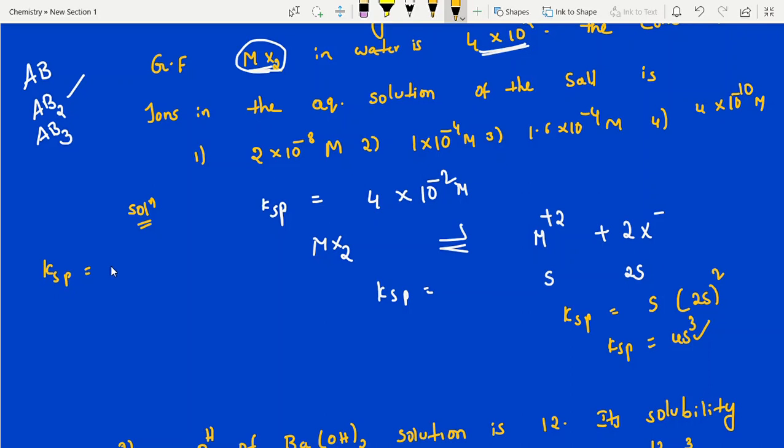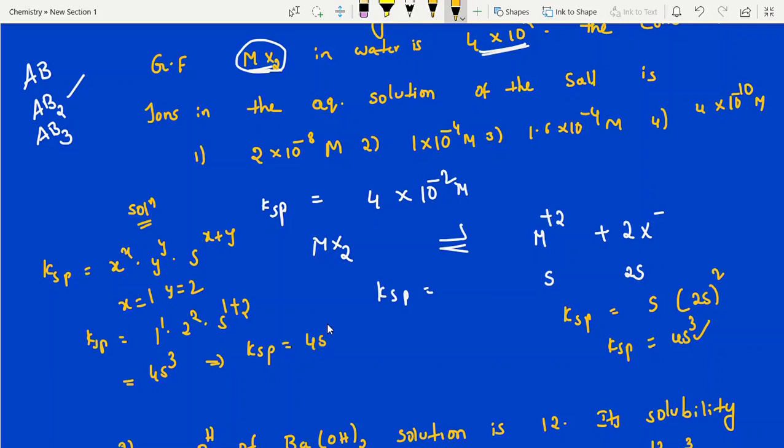Ksp equal to x to the power x, y to the power y, s to the power x plus y. With this formula you need not take this one also. Directly you can substitute. What is this? M, so x equal to 1. Here y equal to 2. That's it, it is very simple. So Ksp equal to 1 to the power 1, 2 to the power 2, s to the power 1 plus 2. That's it. This is 4s cube. So finally, Ksp equal to 4s cube.